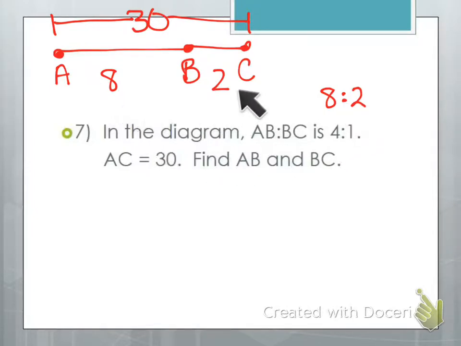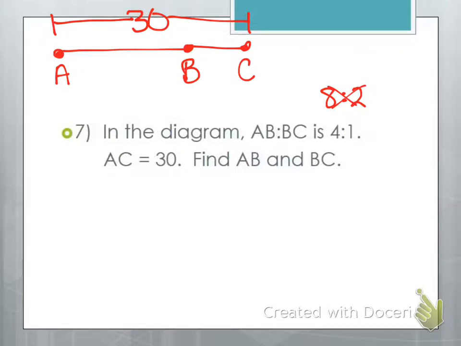But is 8 plus 2 going to add up to 30? No. So it can't be 8 and 2. It also is not going to be 4 and 1. So it's our job to figure out what those side lengths would have to be so that they add up to 30 and their ratio is 4 to 1.